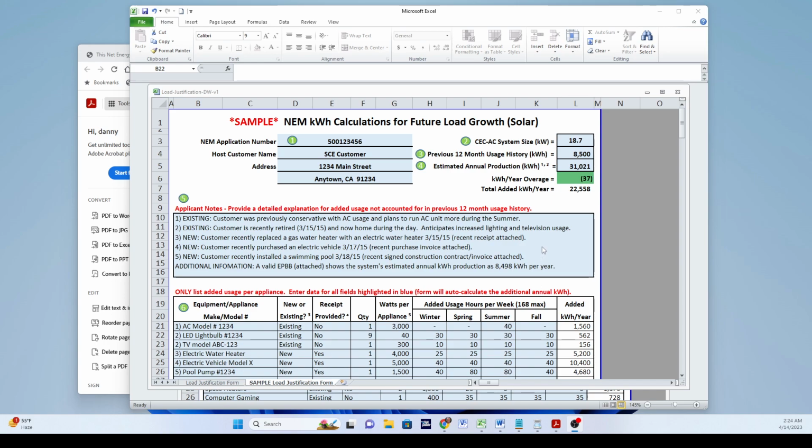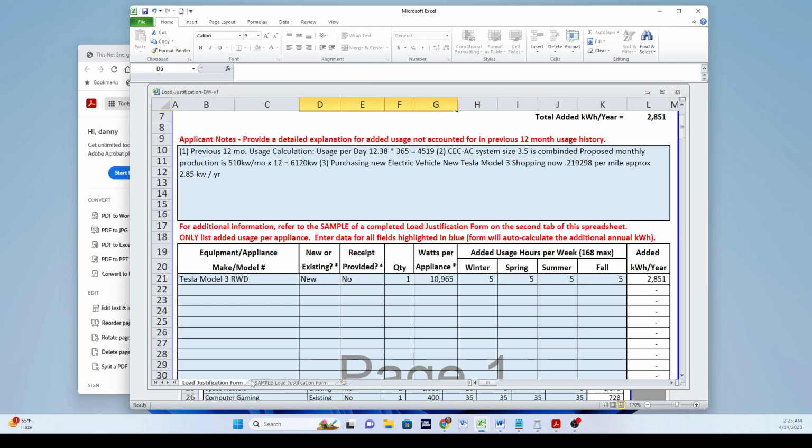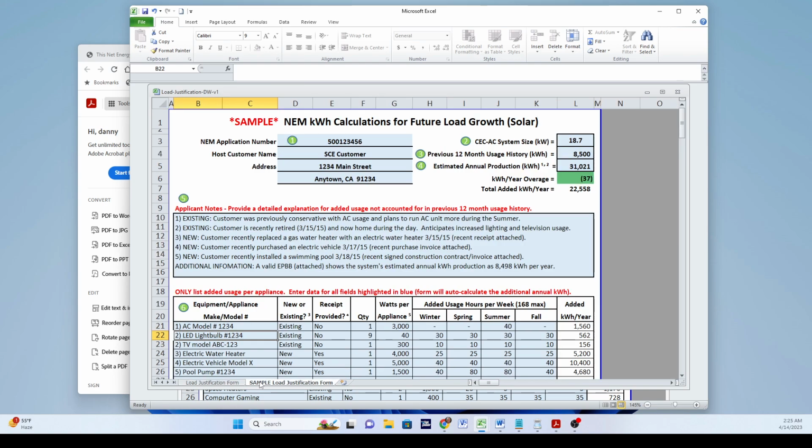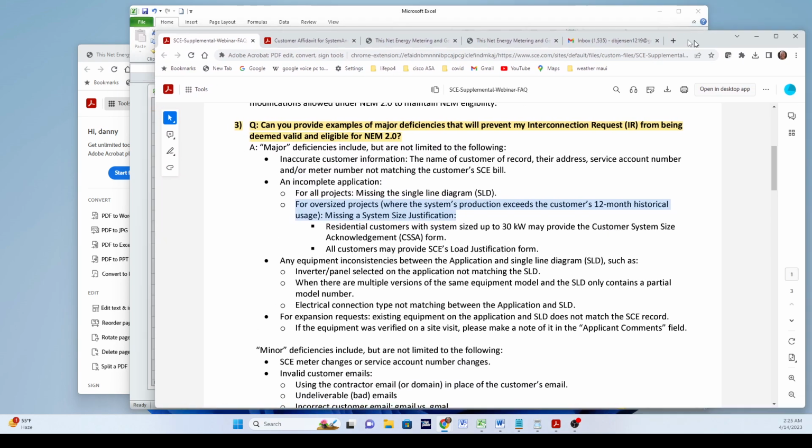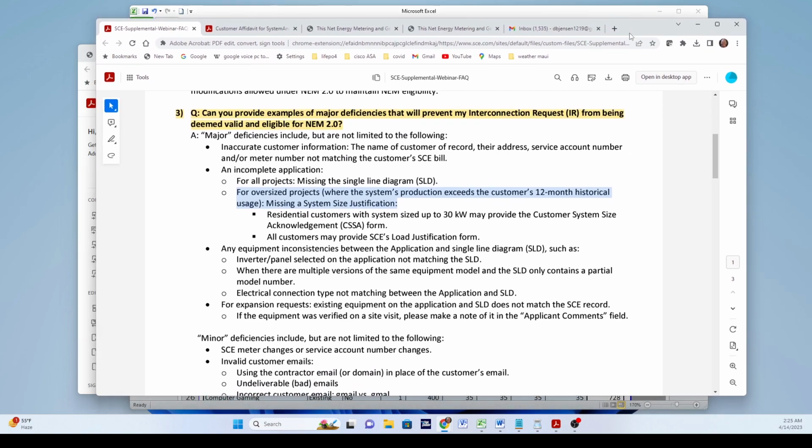So in this video, we're going to discuss oversized systems. What's the risk of having too big a system? And then we're going to do a load justification form. We're going to look at load justification forms as well as other forms of oversized system risks. And of course, if you have an oversized system and they reject you, then that's just it, game over. All your time has been wasted.